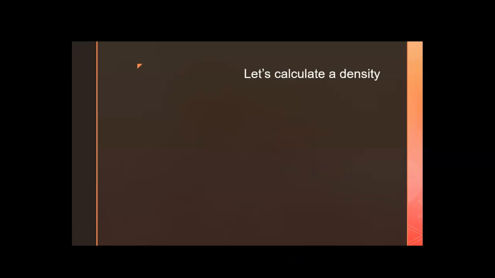So let's calculate a density. Shania measures out a volume of distilled water and finds that her beaker contains 32.65 milliliters of water. Now, she wouldn't measure in a beaker. You'd measure with a graduated cylinder or a syringe or volumetric glassware, not a beaker.